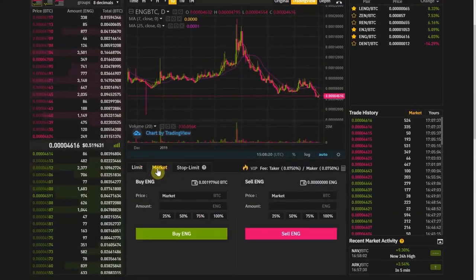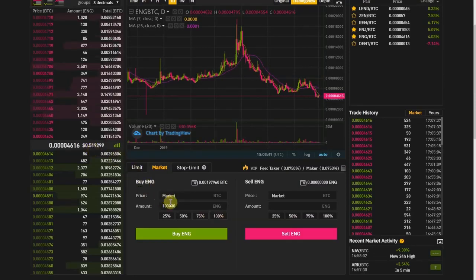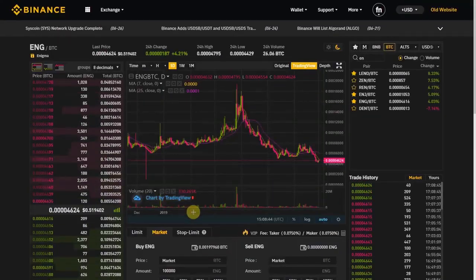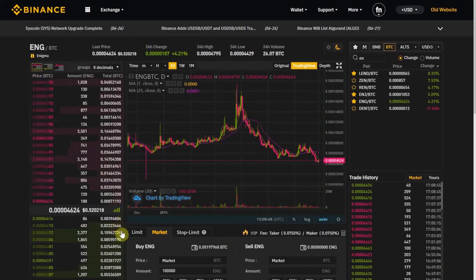So if we move to market order, what a market order does is basically you don't select the price, you just want to buy it. Let's say I wanted to buy 100k of Enigma. I don't even know how much this would be, 100k, 50k. Of course, you have to have enough money to buy it, otherwise it won't fill 100% of your order.